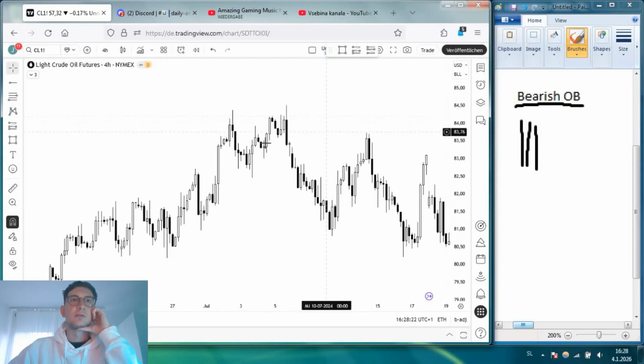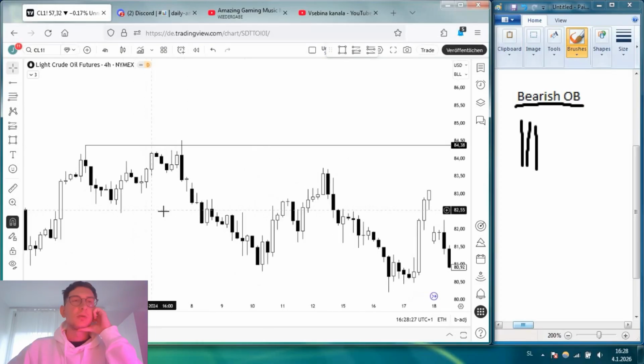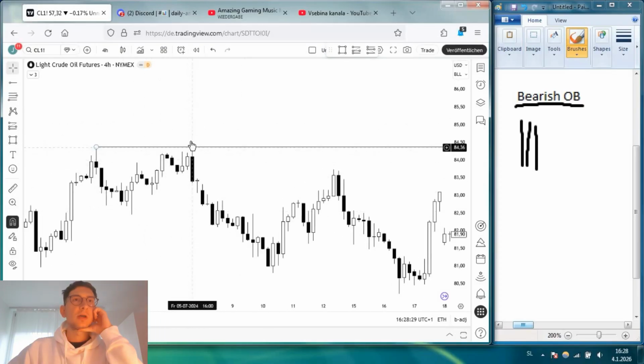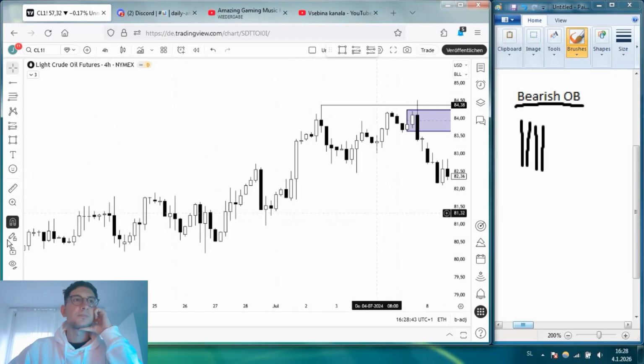Okay, this is gonna be a good example. We sweep liquidity, okay? Here we sweep liquidity, we immediately break structure, so then we draw our last move up. It's all of this. The price comes into it and then continues lower. Okay, one more.